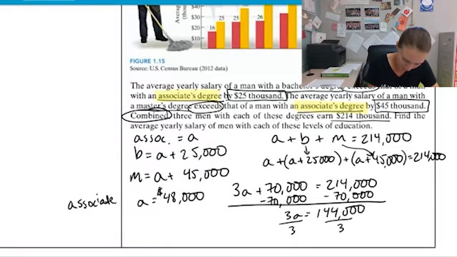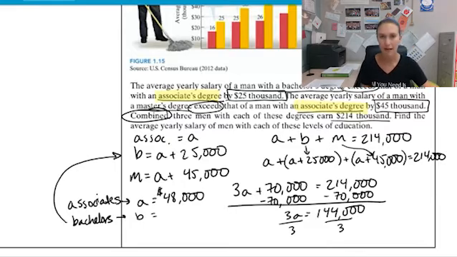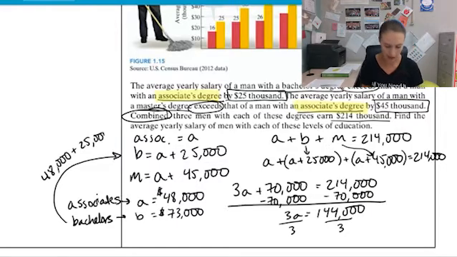Associates degree. Our bachelor's degree is going to be whatever that is plus 25,000. So if I take 48,000 plus 25,000, I'm going to get 73,000. So 48,000 plus 25,000 to get that one.